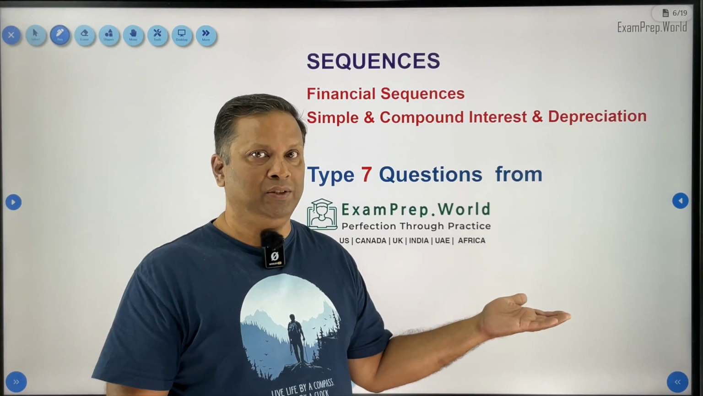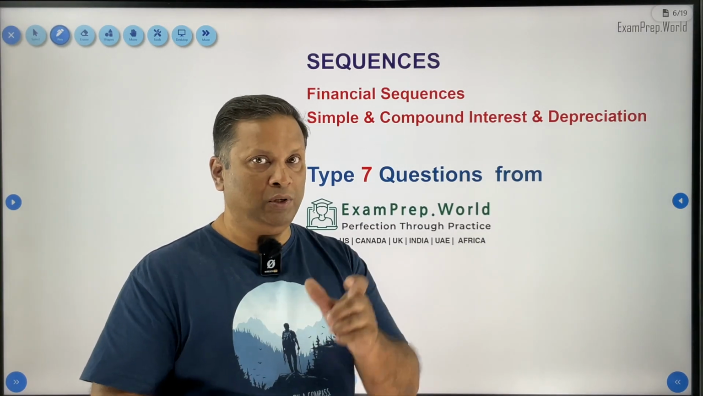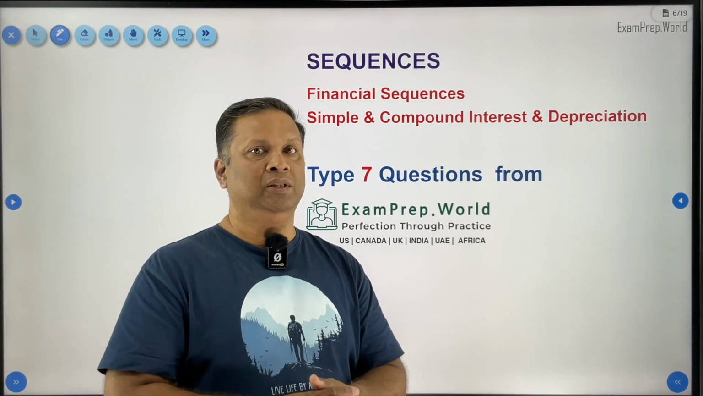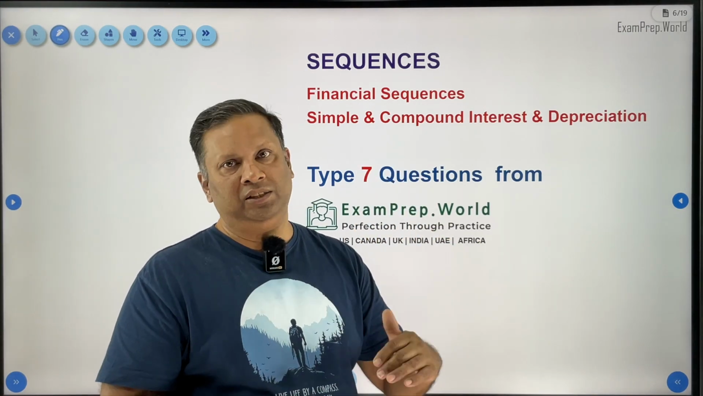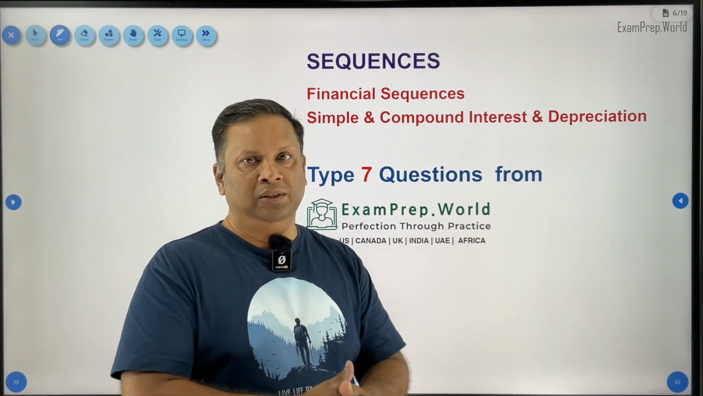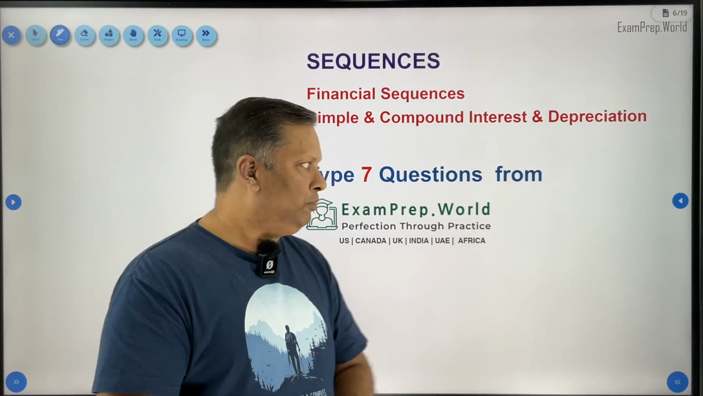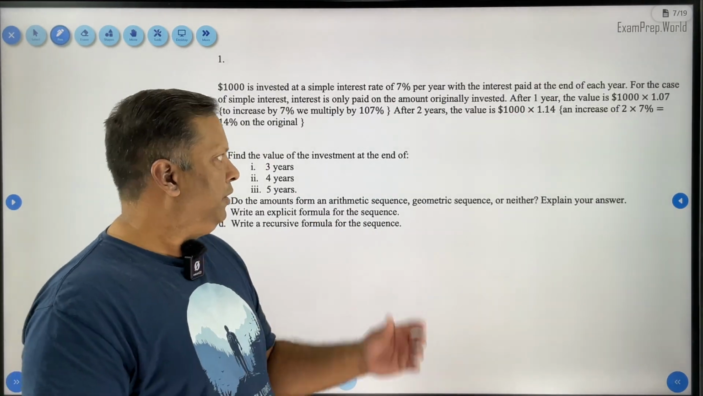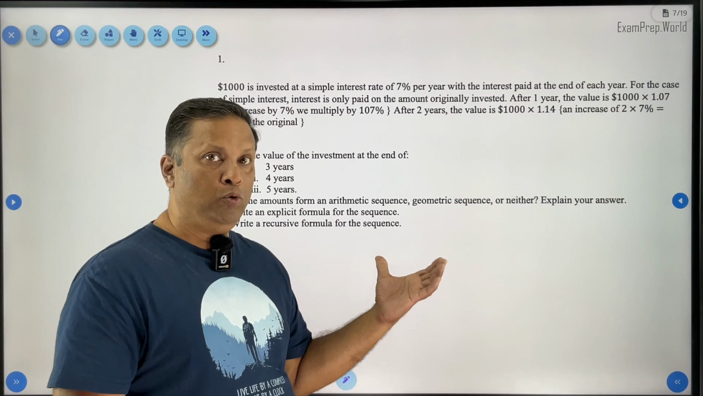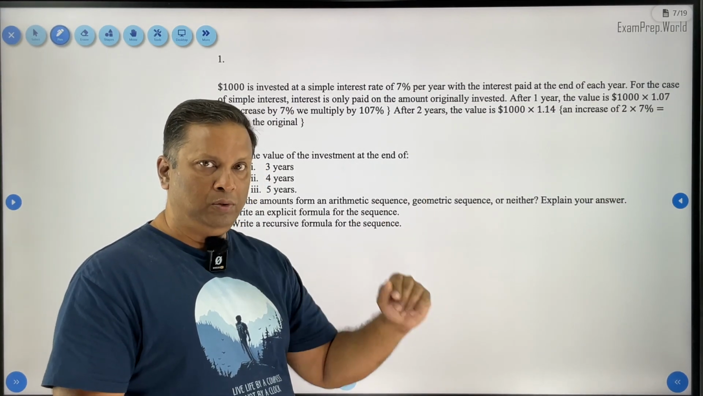So you can always look at the solutions, which are not only the answers; the whole question has been done in a detailed way. You can look at the steps, and once you do that on your own, you will get hands-on experience. So without wasting time, let's begin these types of questions. If you are finding it difficult to read here, you can open our website examprep.world, go to sequences, go to type 7 questions.